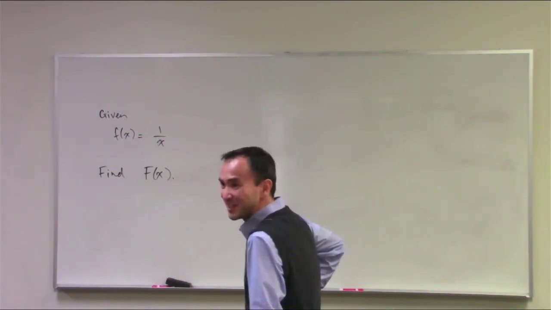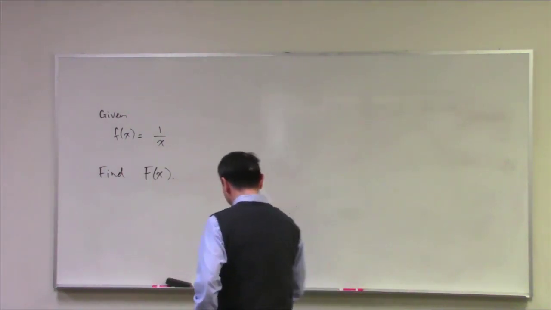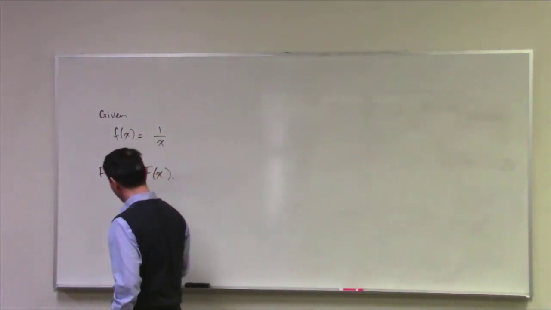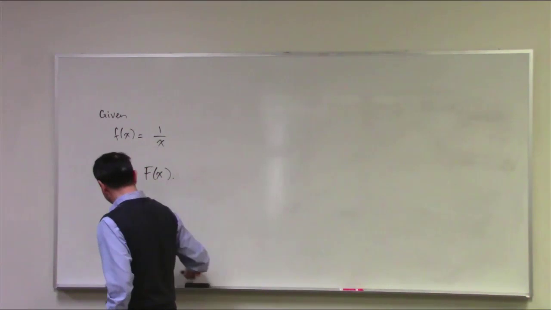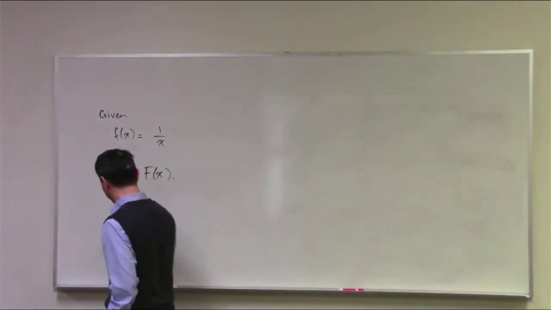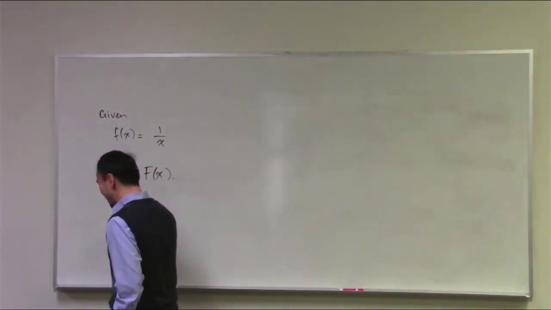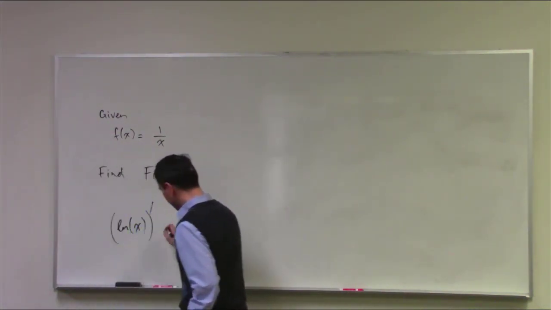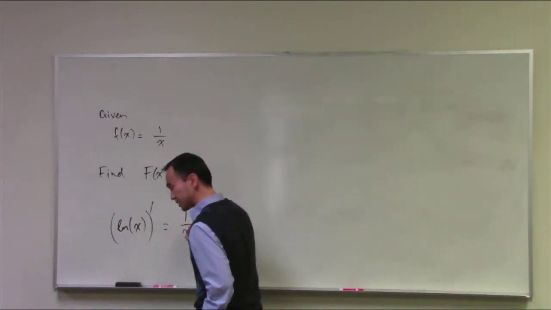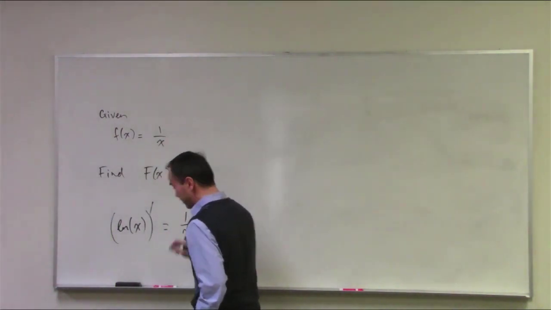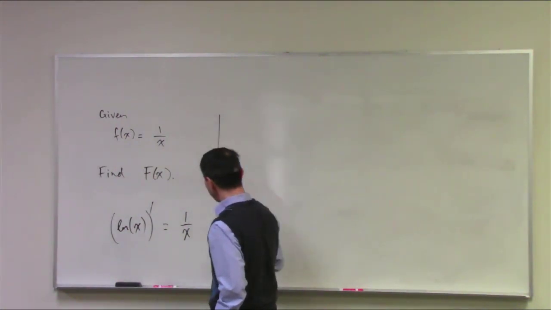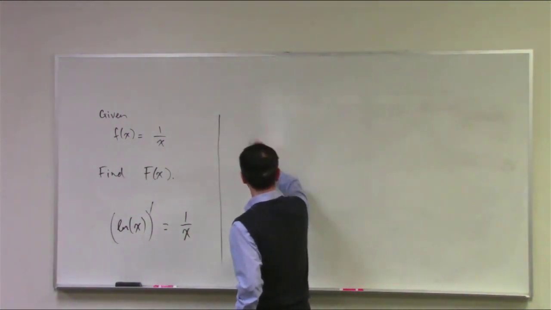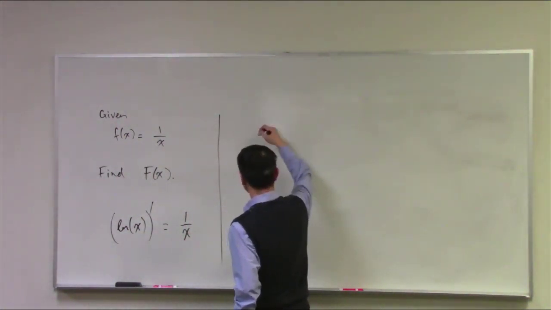Yeah, ln x. Yes, that is true. Now, there's one thing I need to mention here. Back in the days of calculus 1, the derivative of ln x is 1 over x. See what I'm saying now? But now, when you take the antiderivative, there's a certain requirement.